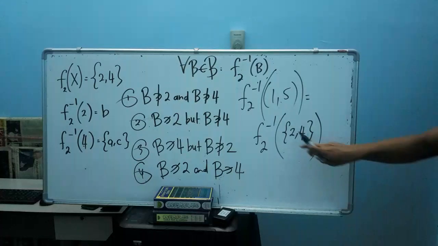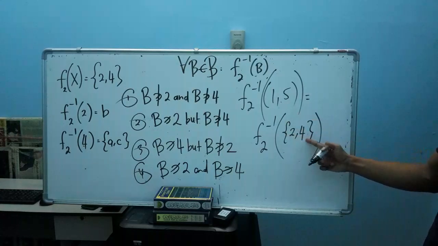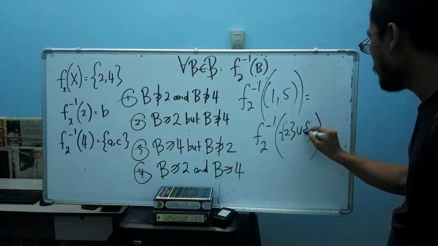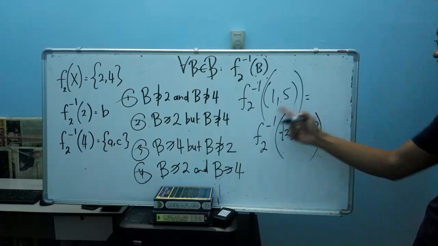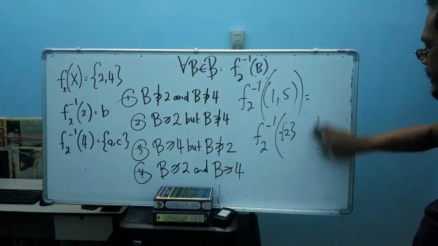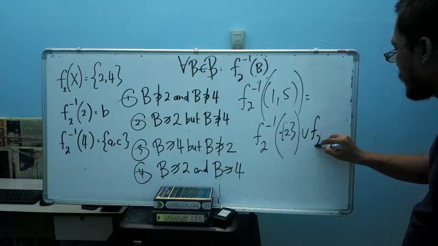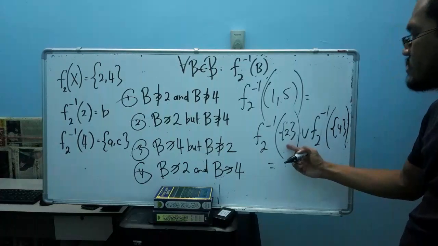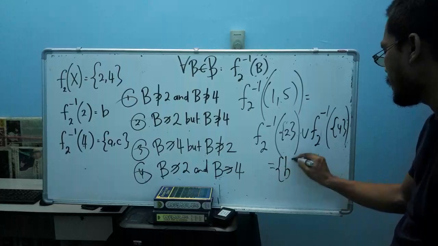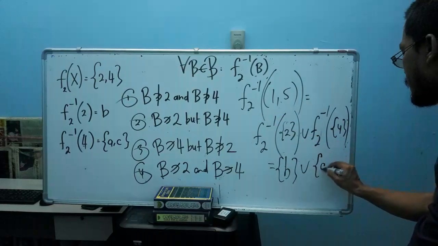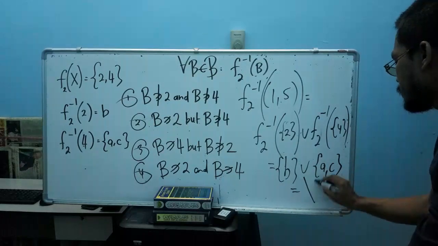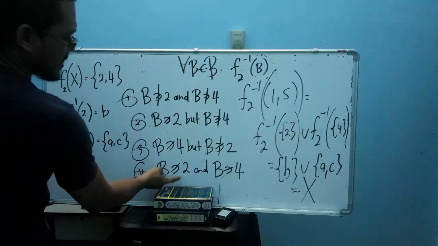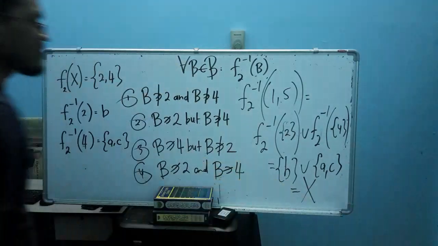Meaning that {2, 4} here, so I can write this one as {2} union {4}. By properties, I can write this one as the union of f^{-1}({2}) and f^{-1}({4}). So therefore the last one, what is the pre-image of 2? It is B. And then what is this one? A^c. So therefore this one is equal to X. So the pre-image for this Borel set that contains 2 and contains 4 is equal to X.